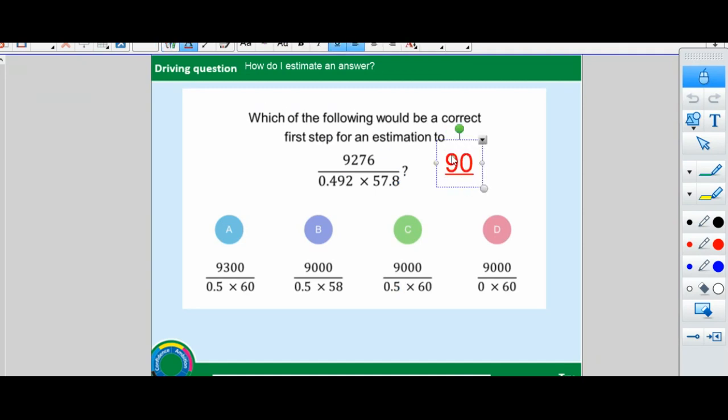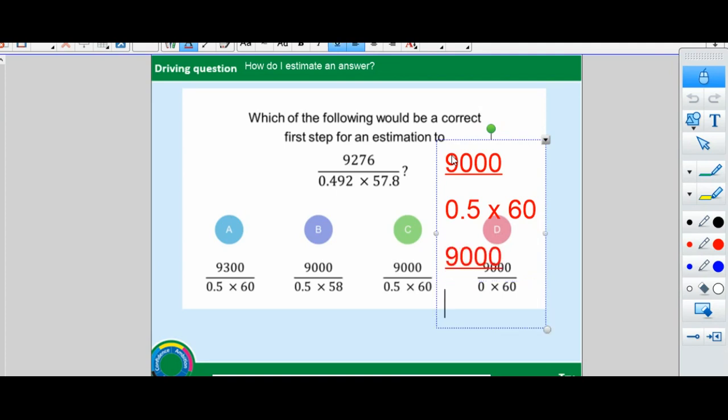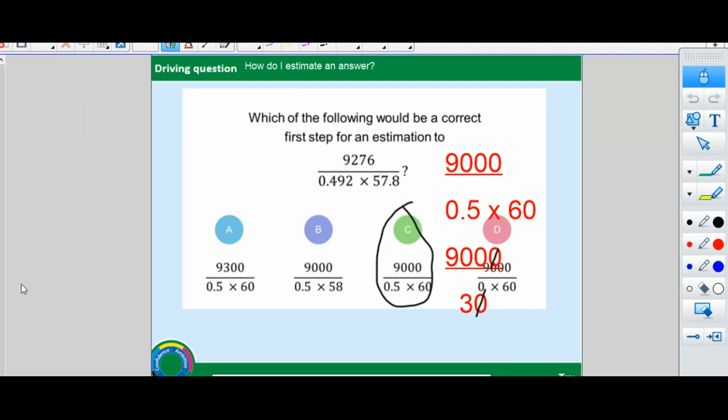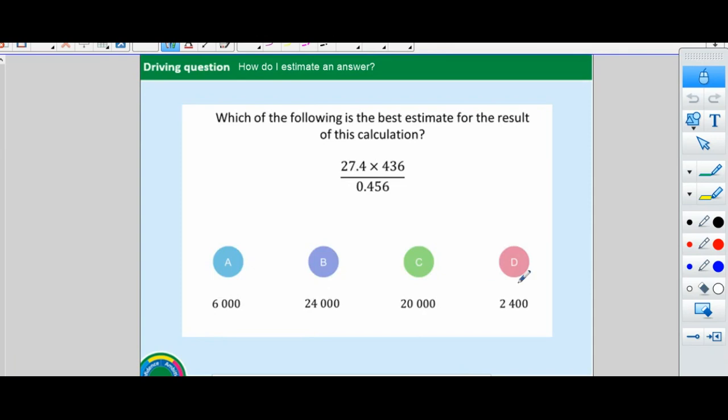Okay, so I would say 9,000 all over 0.5 multiplied by 60, which would give me 9,000 all over half of 60 is 30. Then I'm going to do a bit of cancelling down. So 9,000 divided by 30, cancel out those zeros, which is 900 divided by 3, which is 300. Whoops, that's not actually what the question's asking. It's just asking for the next step, which would be this one here. Try this one.